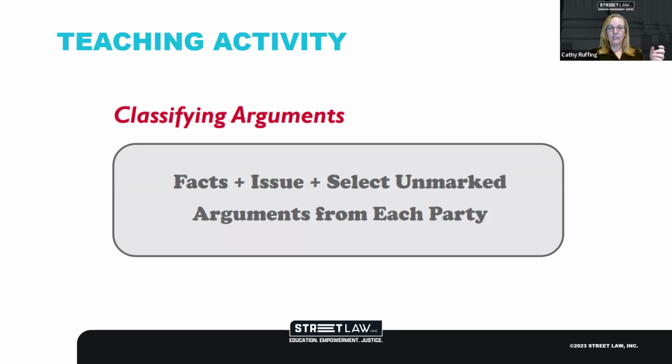And for this activity, you take the facts, issue, and then unmarked arguments for each side and give them to your students and let them try to figure out which of these arguments might be for Trump and which of these arguments might be for the US. This is a way to take the temperature down in a classroom in some of these really contentious cases.